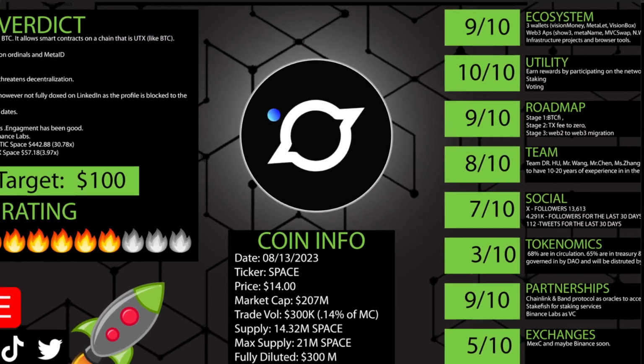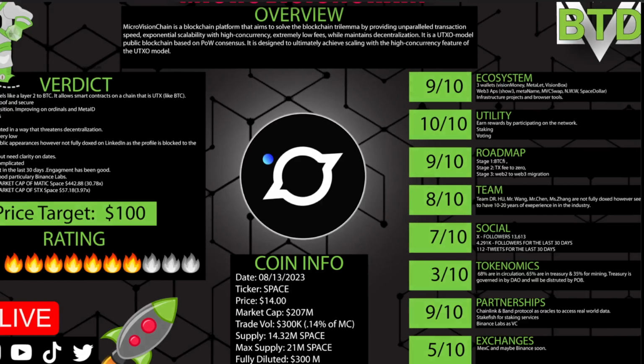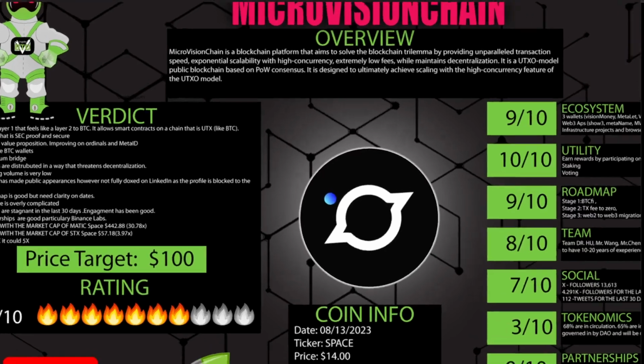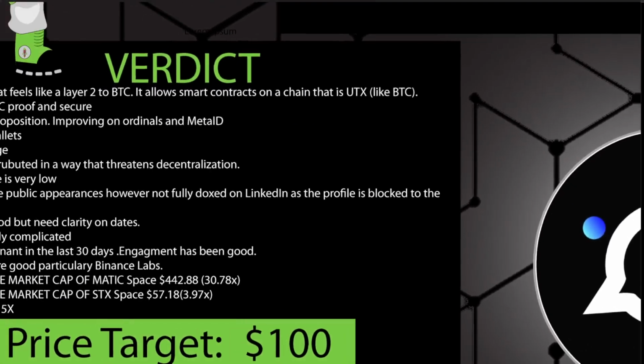Okay, so we're going to look at my overall consensus here. The overview of MICROVISIONCHAIN. Obviously, it is a blockchain that aims to provide smart contracts using the Bitcoin UTXO model, guys, and proof of work, and some other value propositions like their Meta ID and so on, to actually give the blockchain models, the Bitcoin model, some better use case. Okay, now let's continue. My verdict.